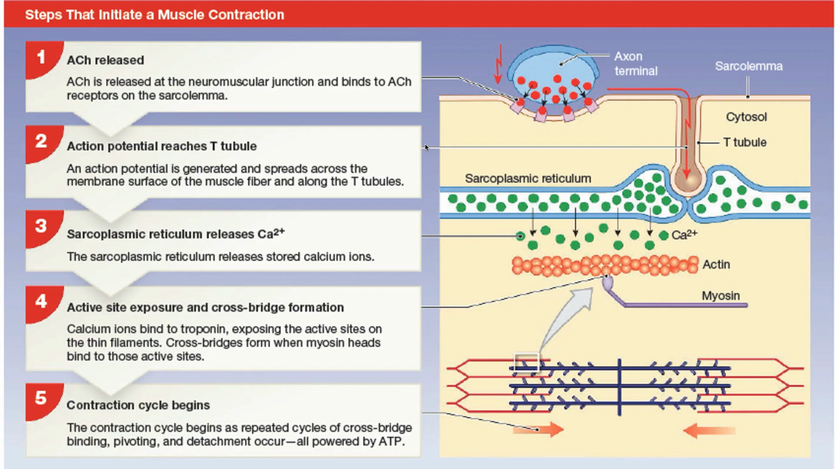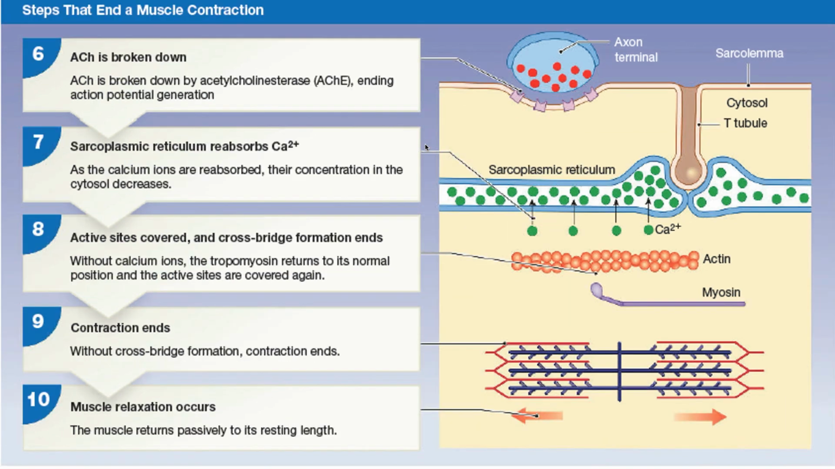This just highlights some of the steps that will initiate the muscle contraction, which we talked about. Remember, ACh is released, the action potential reaches the T tubules, the SR releases calcium, the active sites are exposed and cross bridge formation occurs, and then the contraction cycle begins.